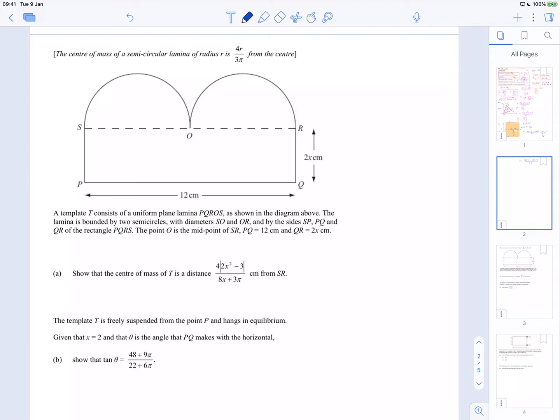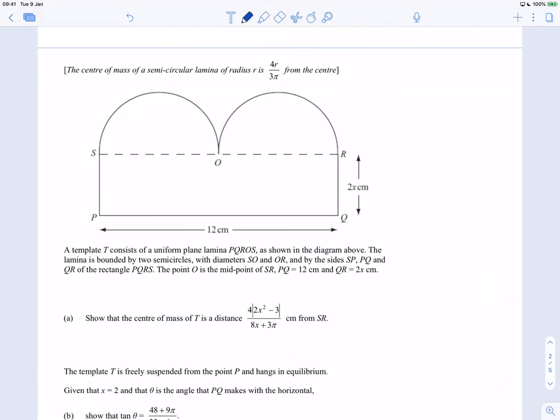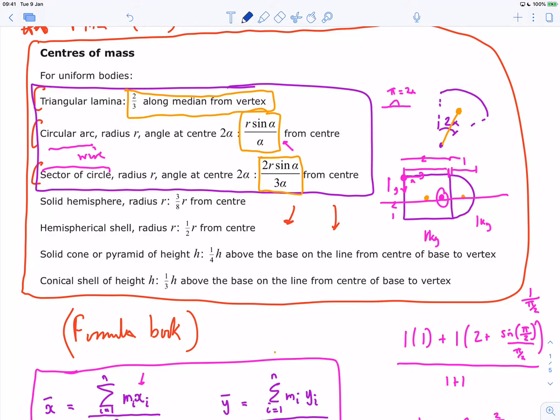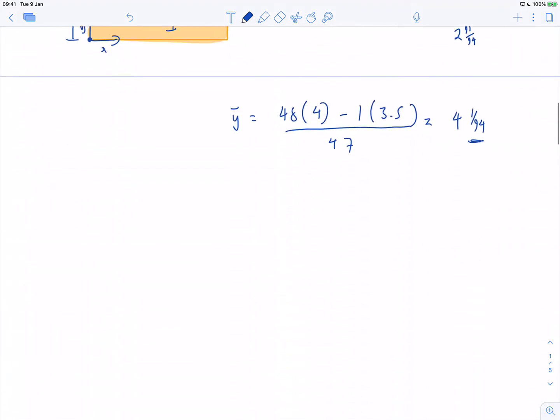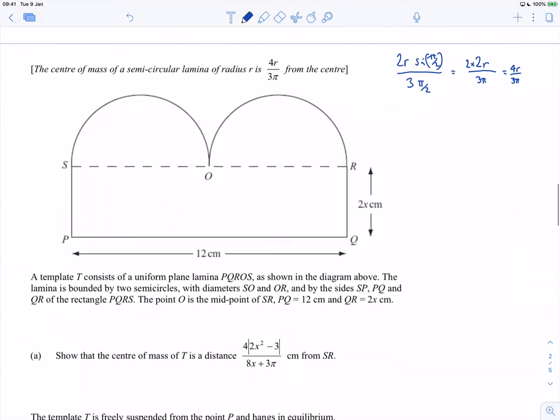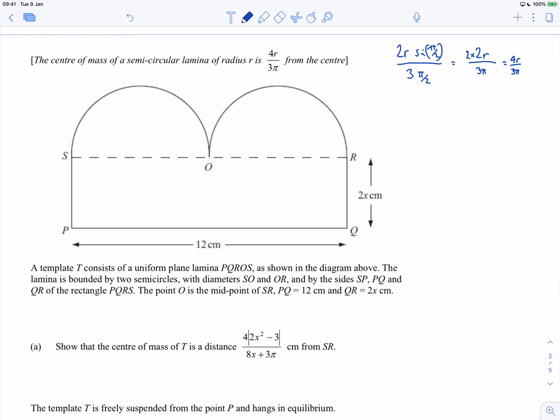It even reminds you in the question, the centre of mass of a semicircular lamina of radius r is 4r over 3 pi. And why is that? Because it's 2r times sine of pi over 2 all over 3 times pi over 2, isn't it? So if I look up here, for a sector of a circle, when the angle is pi, that means 2 alpha is pi, that means alpha is pi over 2. So I've got sine of pi over 2 times 2r all over 3 times pi over 2. And if we think about this very carefully, this means we're going to have 2r times sine of pi over 2, which is just 1, so that's 2r times 1. And then I've got 3 pi all over 2, so then the 2 comes up the top. So I'm clearly going to have 4r over 3 pi. So what they've actually done there is they've given you the formula and just made it a little bit easier for you.